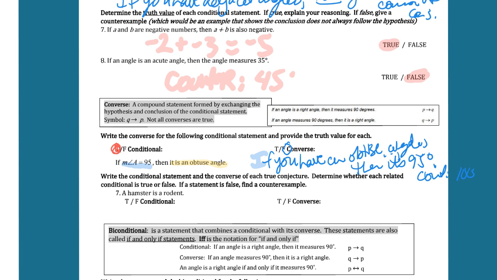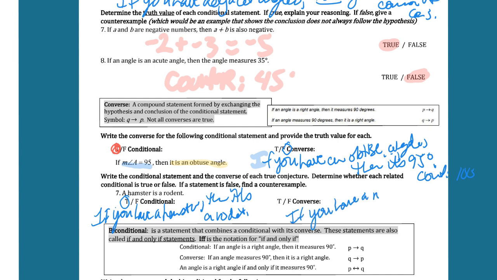Okay, the next one is similar. It's kind of silly. If you have a hamster, then it's a rodent. Okay, that's true. Then it is a rodent. Okay, well, then what's the opposite? If you have a rodent, then it is a hamster.